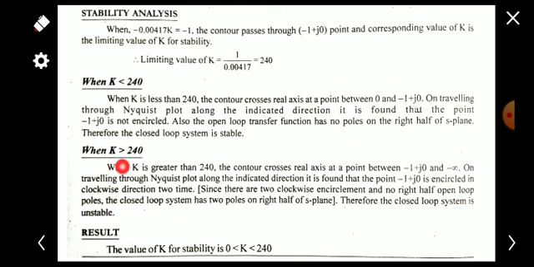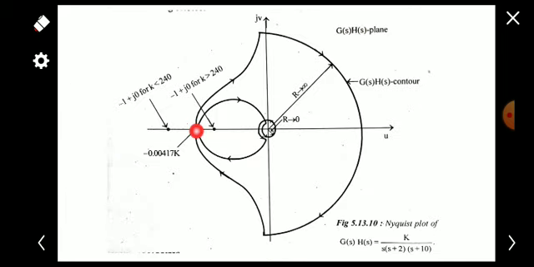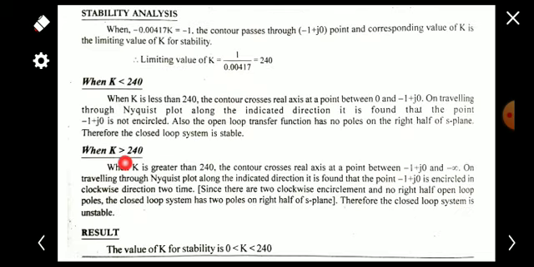And when k is greater than 240, what happens? When k is greater than 240, this crossing point will be between minus 1 plus j0 and minus infinity. Here the value of k is greater than 240. Of course, the point minus 0.00417 k will be beyond this minus 1 plus j0. So the contour crosses the real axis at a point between minus 1 plus j0 and minus infinity.